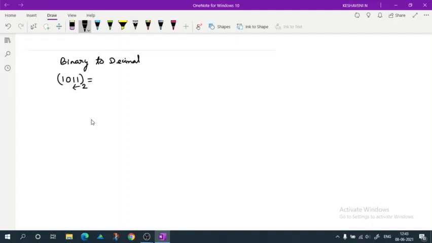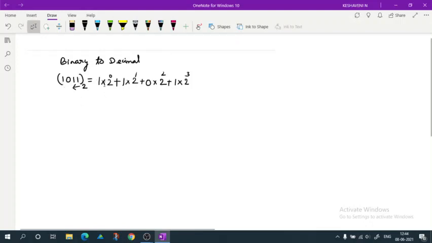First I will write 1 into 2 to the power of 0 plus next 1 into 2 to the power of 1 plus 0 into 2 to the power of 2 plus 1 into 2 to the power of 3. Since the base is 2 in binary, in order to convert from binary to decimal, you have to write this in this form. You have to start from this side and move towards the left.